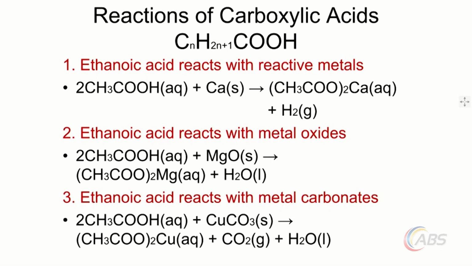The metals replace the hydrogen. So we have, in this case, calcium ethanoate. Ethanoic acid reacts with metal oxide. Same thing happens. The metal replaces the hydrogen. Ethanoic acid reacts with metal carbonate. So again, the metal replaces the hydrogen.